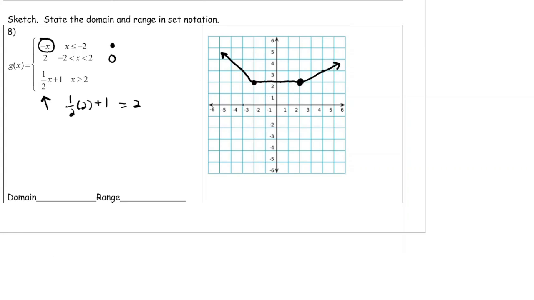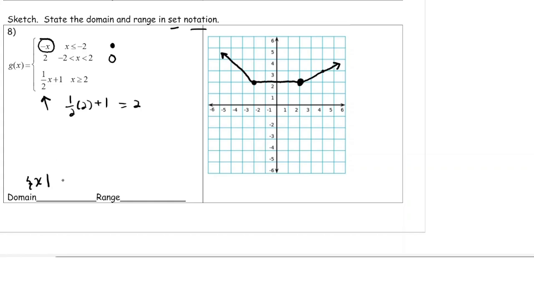So what do we have as our domain? When we write this in set notation, we're going to use the squiggly brackets. We're going to say x, and we're going to have a vertical line, and we're going to say x is greater than negative infinity and less than positive infinity. So we're going to use our inequality symbols for set notation here.